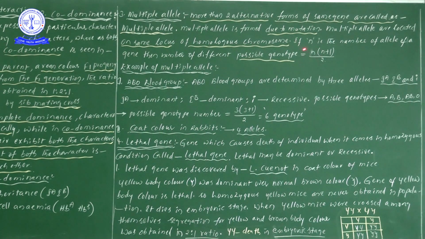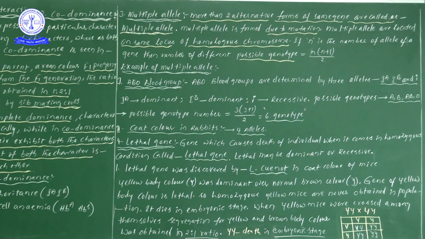Next one, let's try this mathematically. If n is the number of alleles of a gene, then what is the number of different possible genotypes? To find the number of possible genotypes, we can use one formula. Don't forget this formula for finding the possible number of genotypes.